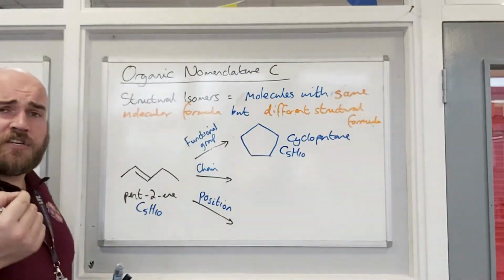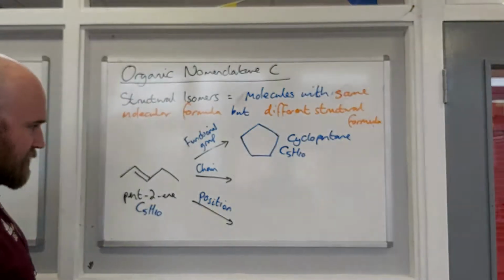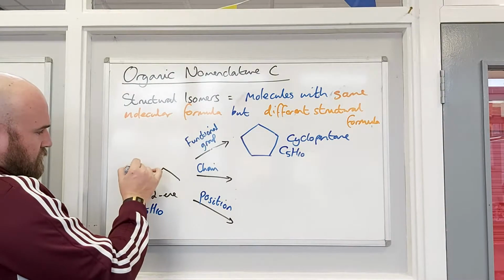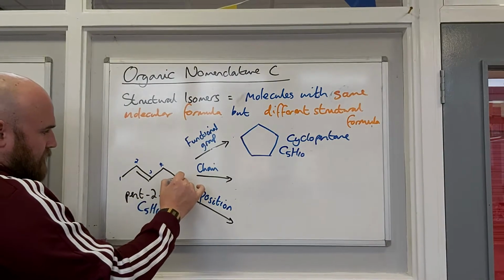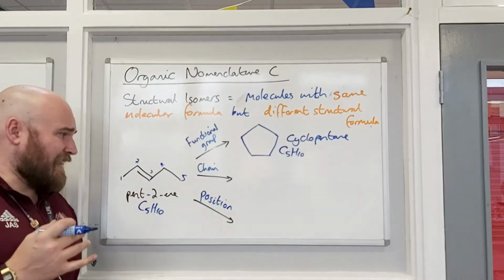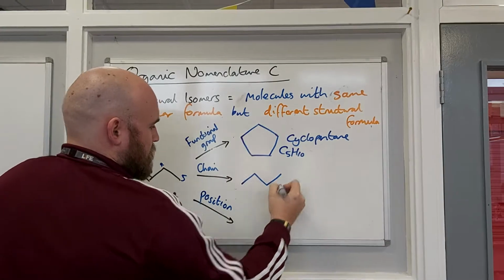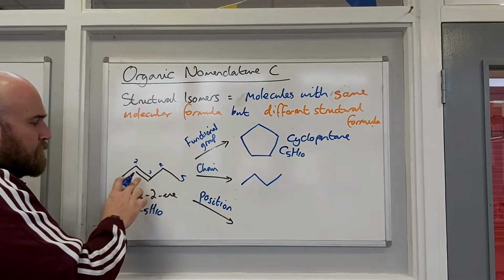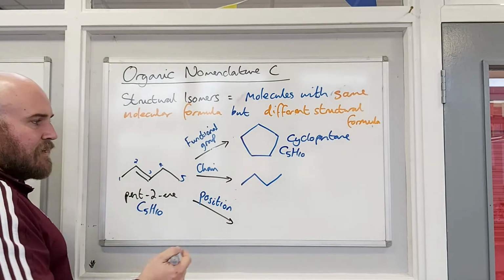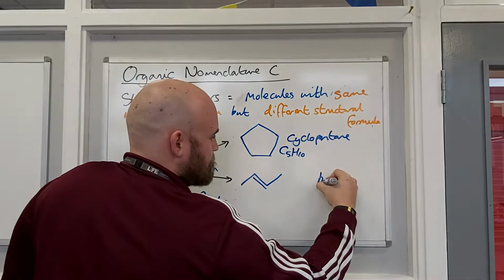Chain isomers. So chain isomers need to have a different chain length. So how am I going to go about doing this? Well, it's pent-2-ene, so it's 1, 2, 3, 4, 5. I've got 5 carbons in the chain. I need a shorter chain. So I'm going to start with 4. And the key thing is keep the double bond in the same position, because you don't want to make it a position and a chain isomer at the same time. So I'm going to keep the double bond there. So it's but-2-ene.